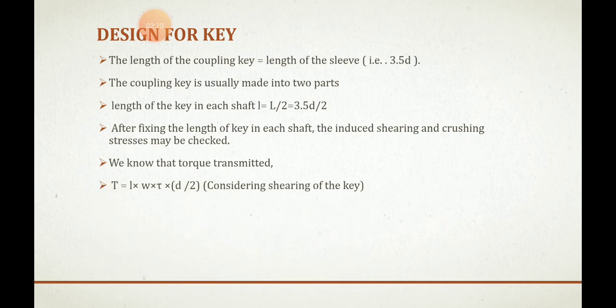Next we have to design the key based upon the shearing criteria. The formula is T equal to L into W into tau into D by 2, where T is the torque transmitted, L is the length of the key, W is the width of the key, tau is the shear stress, and D is the diameter of the shaft. Next we have to design based upon the crushing strength. So T equal to L into t by 2, where t is the thickness, into sigma c, which is the crushing stress, into D by 2.